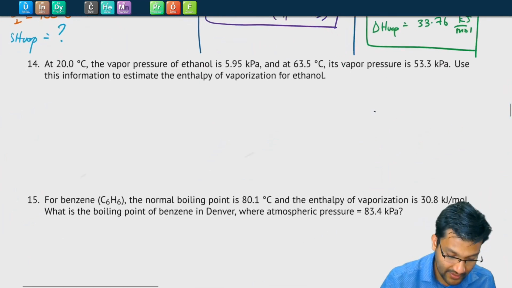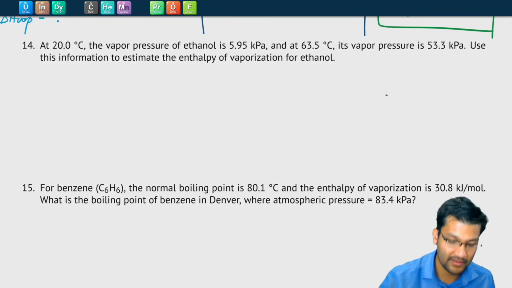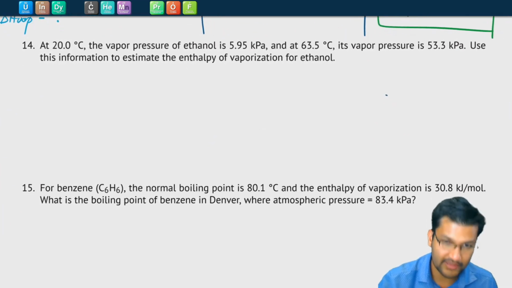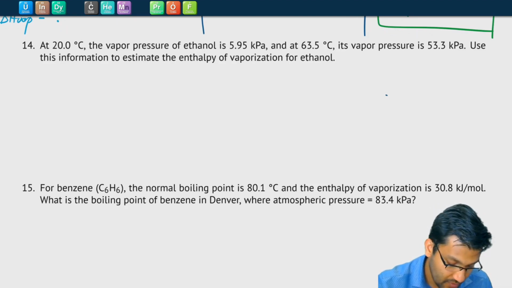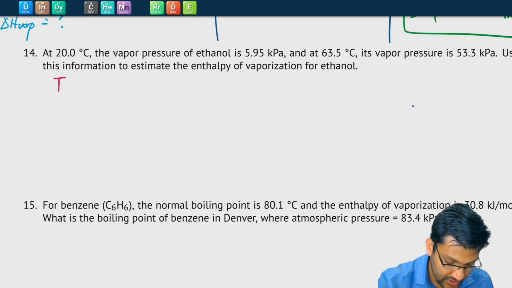Seems like a lot, I know. You can rewind that and watch what I did again. But let's try to answer number 14 on your own. So number 14 tells us that at some temperature, we'll call it T1, it's 20.0 degrees Celsius.